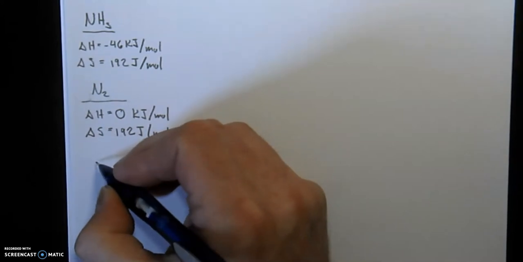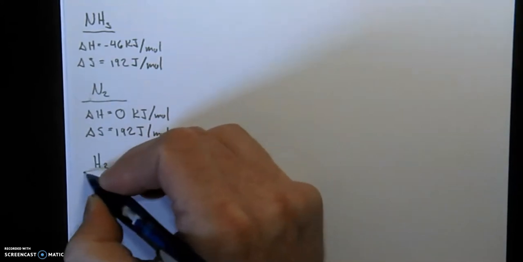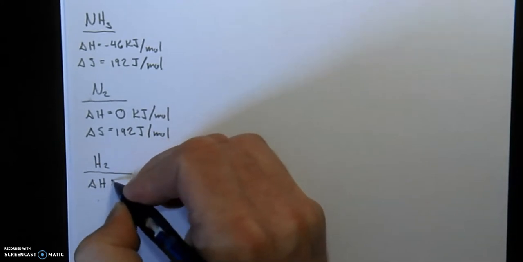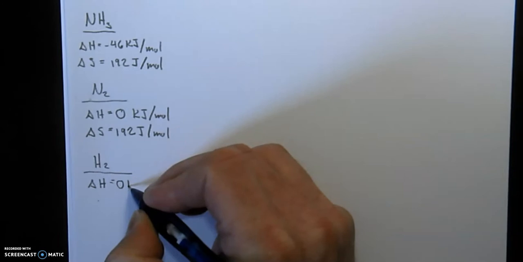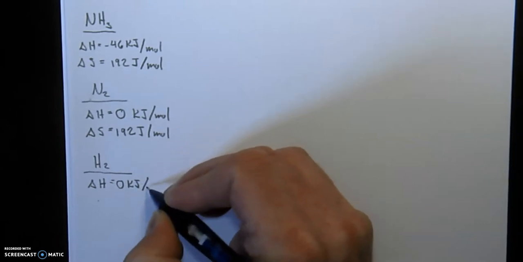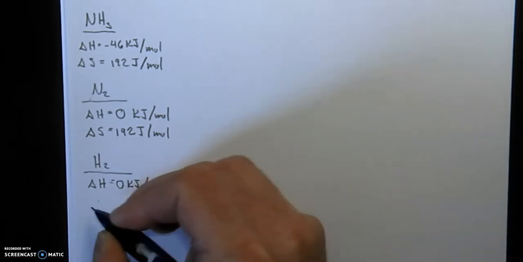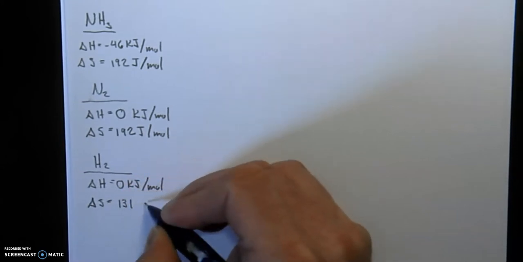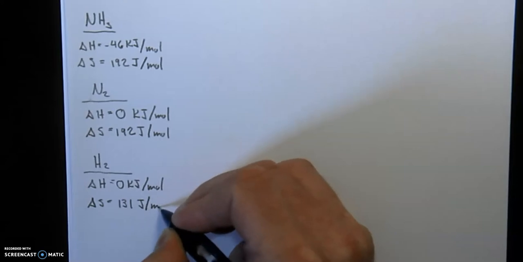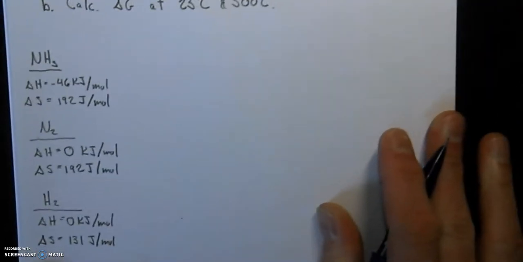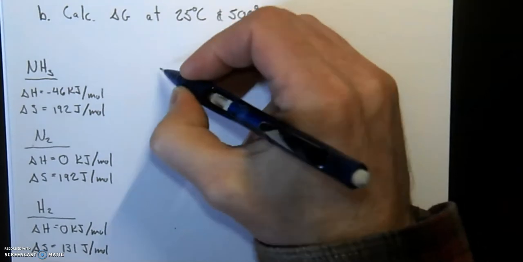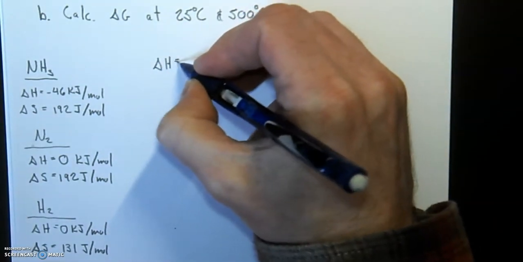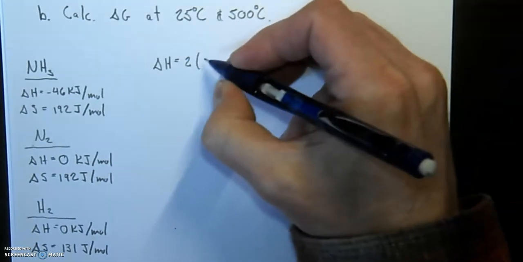And the next one on our list, which we can probably make a quick assumption about, would be hydrogen. Its delta H value will also be 0 kilojoules per mole. And its delta S value is going to be 131 joules per mole. Okay, so we got to run through some math here. And you've done all this before. It's really, really tedious. And just for your enjoyment, I will run through it with you.